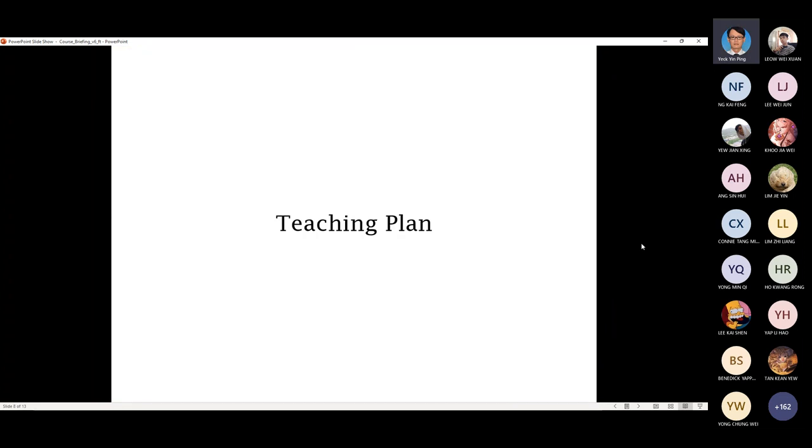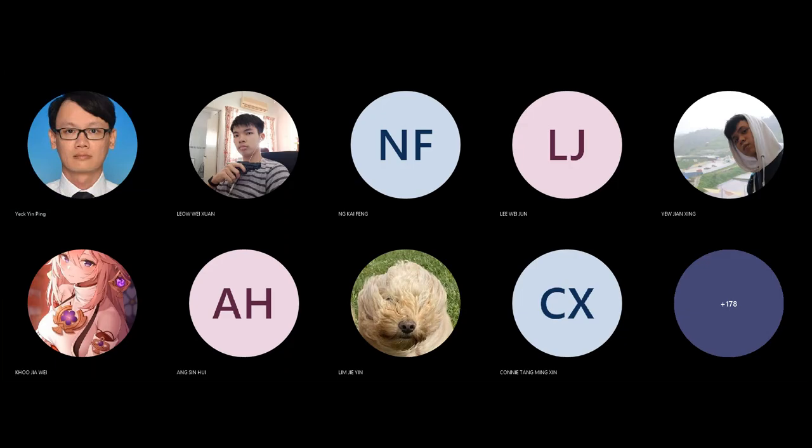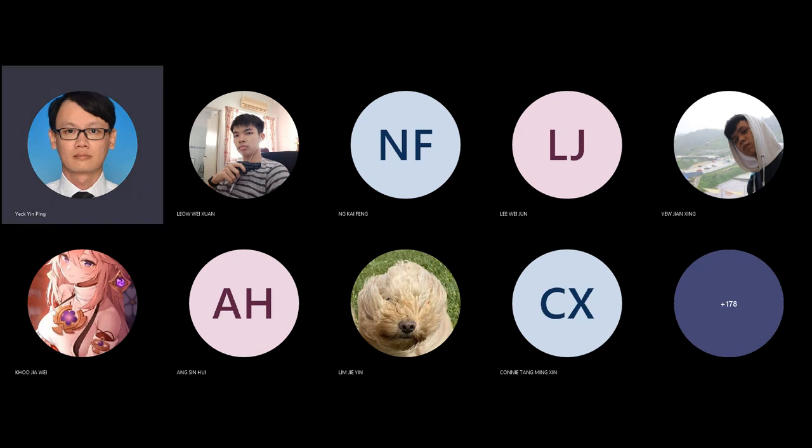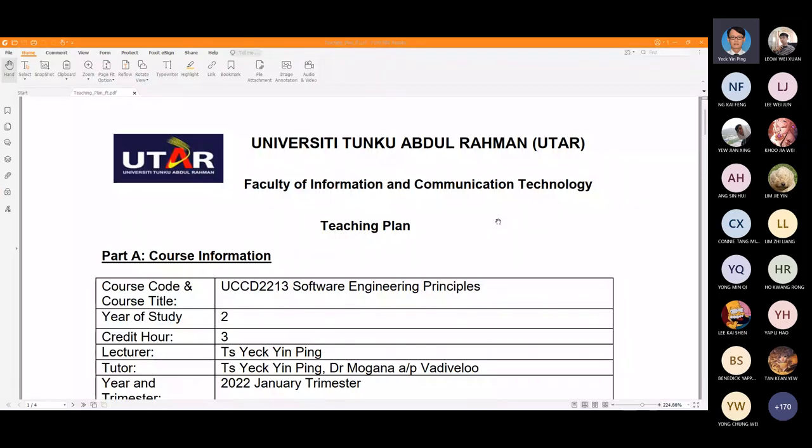So, the teaching plan. Everything I covered above is from your teaching plan. You can download the teaching plan from your Weber. Let me show you the teaching plan. I'm going to use this teaching plan. Okay, hopefully you can see my shared screen for the teaching plan.